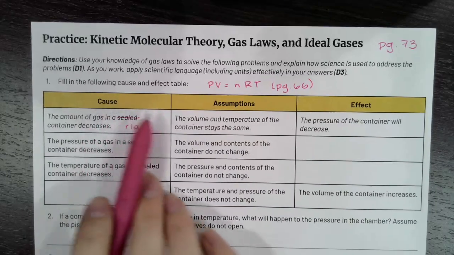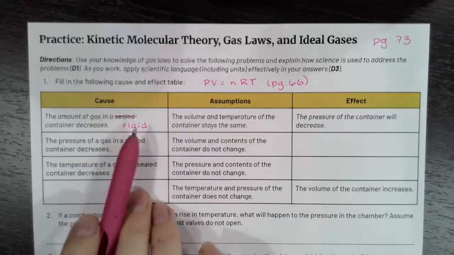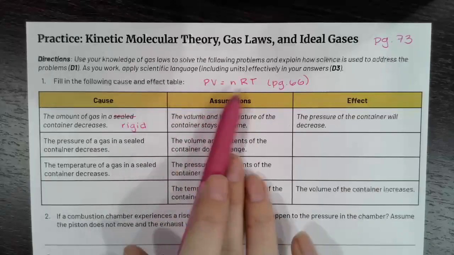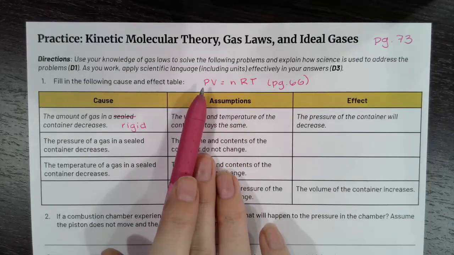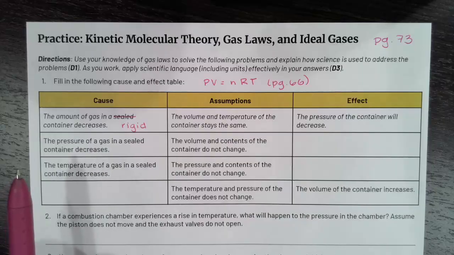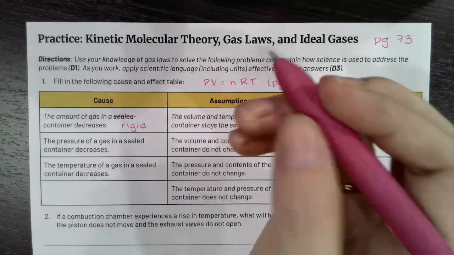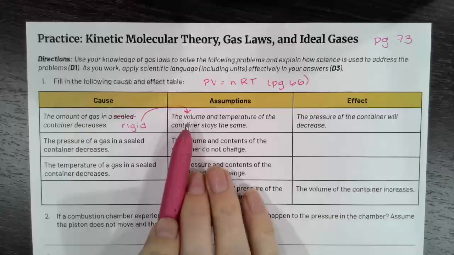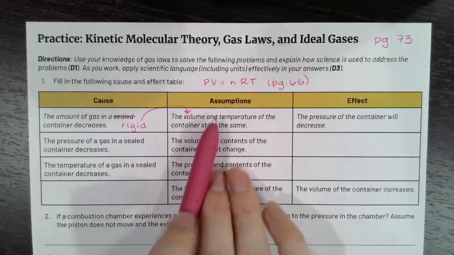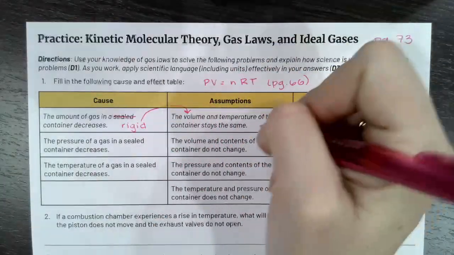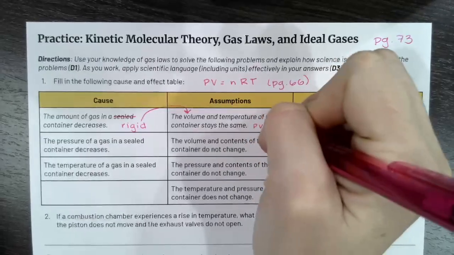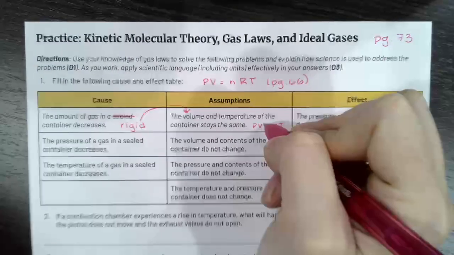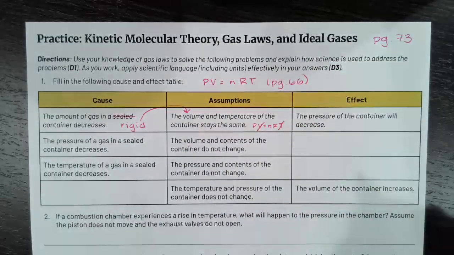So the container is rigid. What does this mean for our ideal gas laws? What does a rigid container control? Yeah, certain volume. If the container is rigid, that means the volume can't change. This also says that the temperature of the container stays the same. So we know that if we're looking at PV equals nRT, the volume is not going to change and the temperature is not going to change.